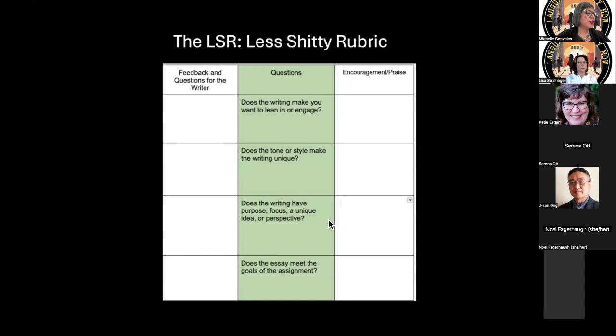Asking questions and focusing on what makes us lean in and engage and what's unique is my way of keeping the student engaged in the feedback process without shutting down or getting overwhelmed by comments focused on errors rather than the ideas the teacher purported to care about when they posed the question.